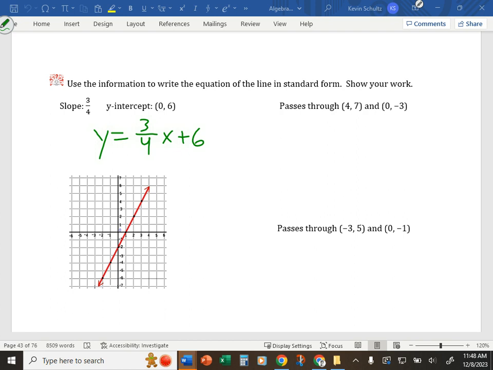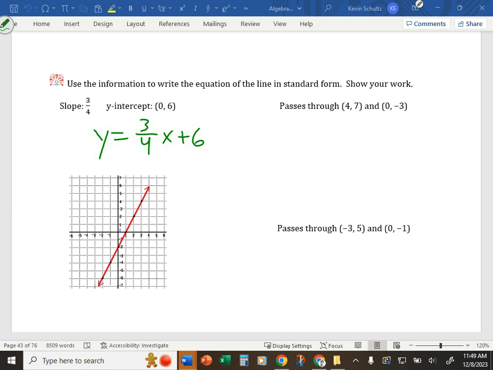So you can use the information given. I give you the slope, I give you the y-intercept. You can use that to write the equation in slope-intercept form, and now it becomes just like on the front side, where you convert it to standard form. You also know how to get the slope and the y-intercept of a line that's been graphed. We did that in an earlier objective. You can also get the slope and the y-intercept from two ordered pairs.